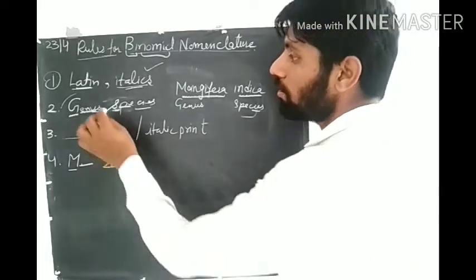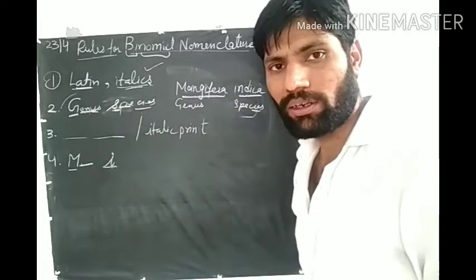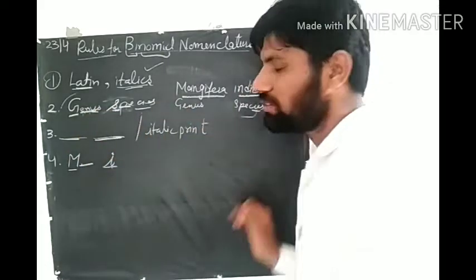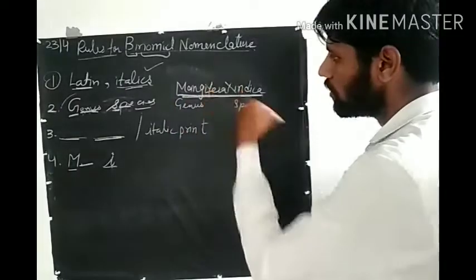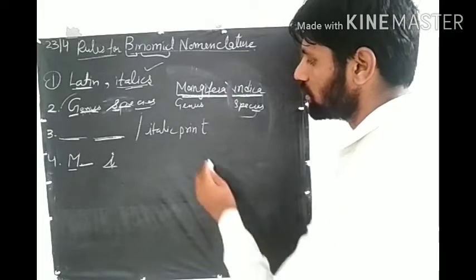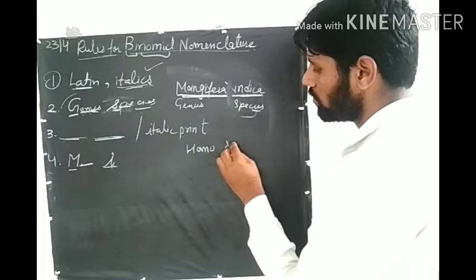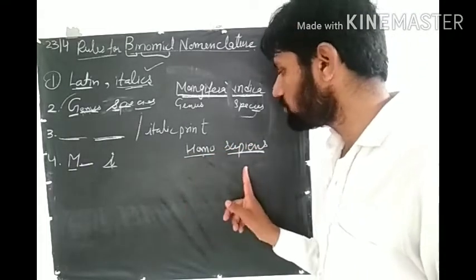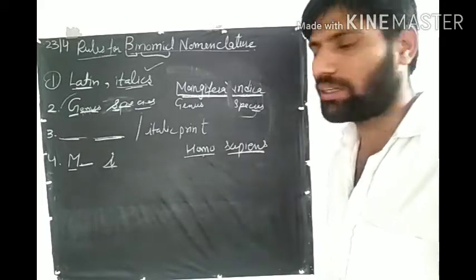Third, when we write this binomial nomenclature by hand, or handwritten, then we have to underline both the genus and species separately. If we are writing them together under one line, then this is wrong. We have to underline the genus separately and the species separately. Like this: Homo sapiens. So this is the genus, this is the species. The genus should be underlined separately and the species should be underlined separately.